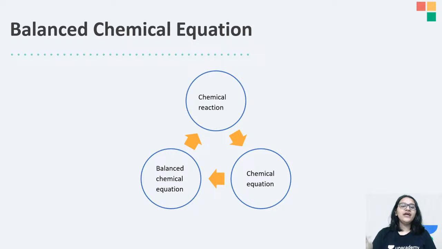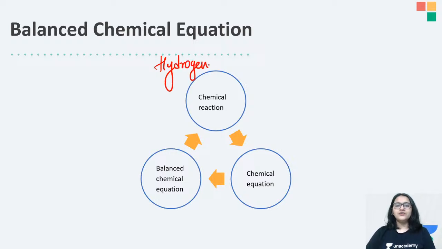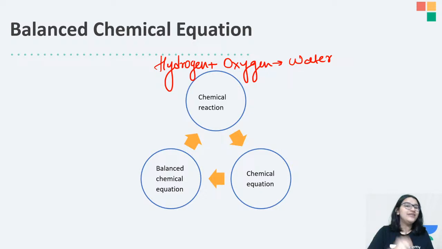Whenever I talk about a chemical reaction, it means I'm telling you the basic things in words. For example, if I want to make water, I will say I took hydrogen, I took oxygen, and that is what gave me water, right? So this is like a recipe that you're giving out. But this recipe does not have the exact ingredients, does it? Is it very exact in terms of ingredients?